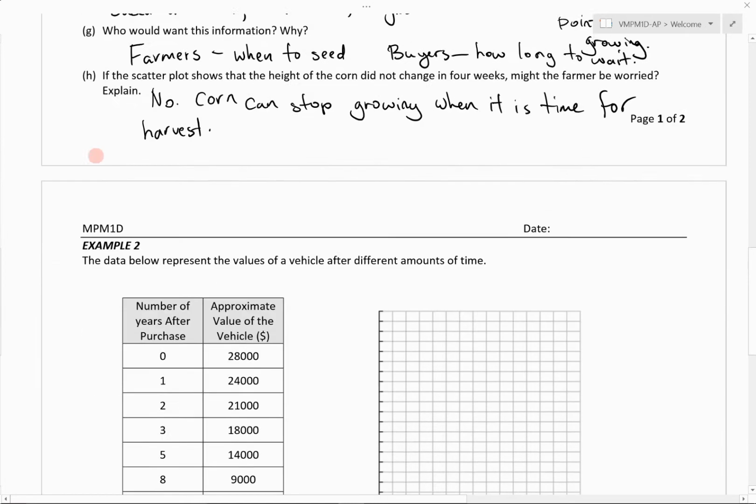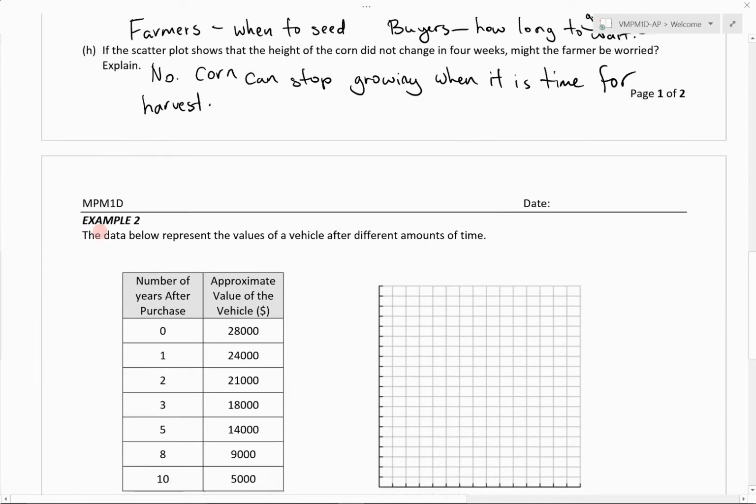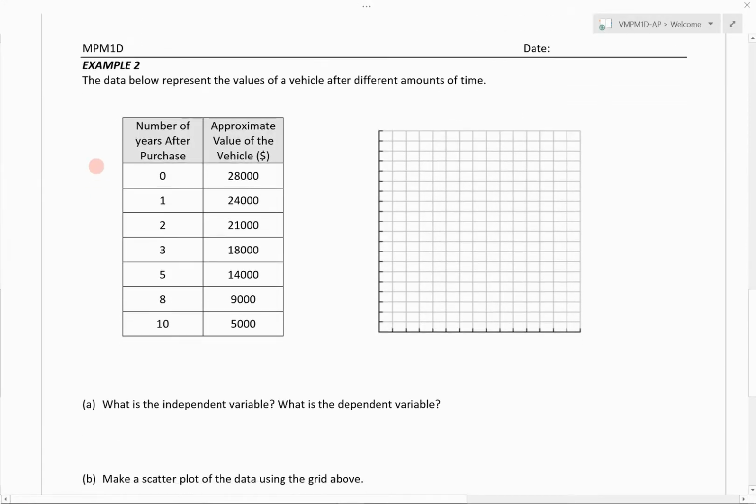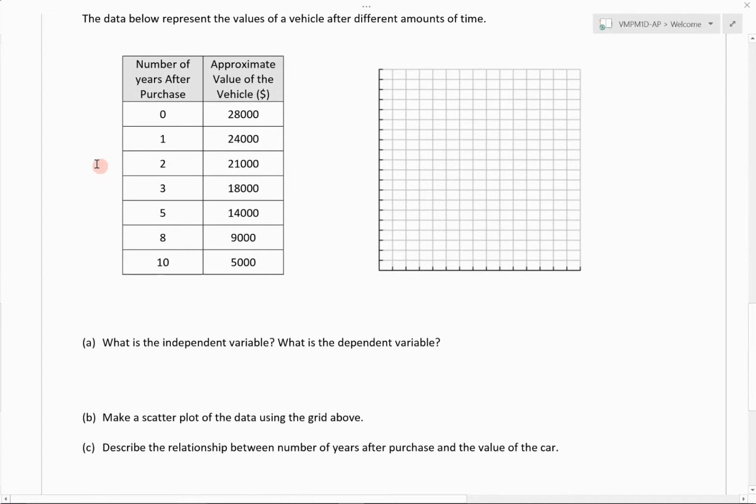Okay, example number 2. The data below represents the values of a vehicle after different amounts of time. Okay, so what's the independent variable and what's the dependent variable here? So the number of years after purchase is the time value. That's going to be my independent variable. The approximate value of the vehicle, so the value depends on how much time has passed. That's my dependent variable. So this is going to be x, that's going to be y, dependent on my right, independent on the left.